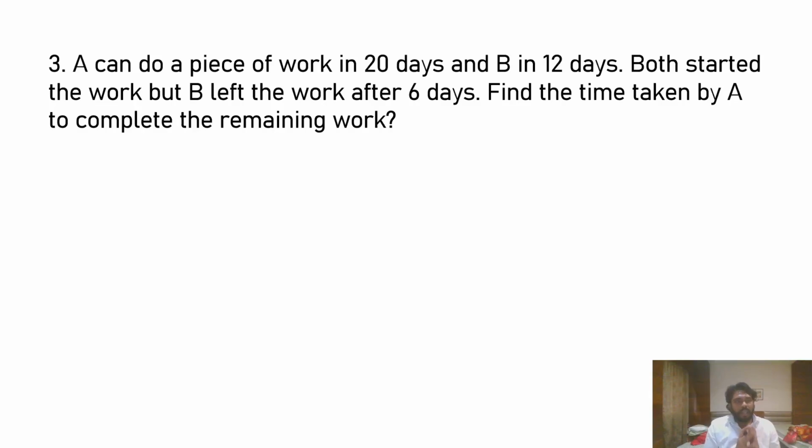Fine. Now look at this problem, guys. A can do a piece of work in 20 days and B in 12 days. Both started the work, but B left the work after 6 days. Find the time taken by A to complete the remaining work. Now, this problem is not similar to the previous problem. In the previous problem, both people were working from starting to the ending. But here, there is an in and out case. Both started the work, but B left after some days. So for these some days, both people are able to complete a part of the work, and then some part of the work is remaining.